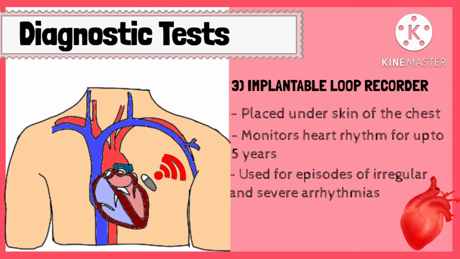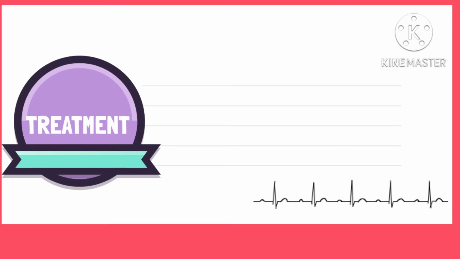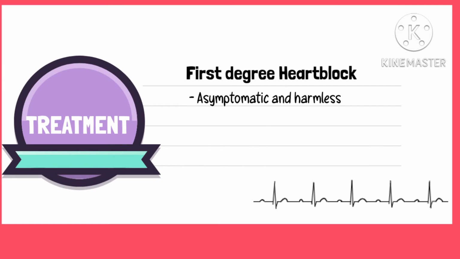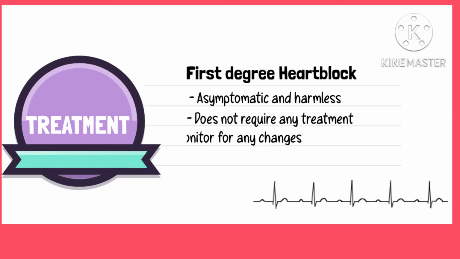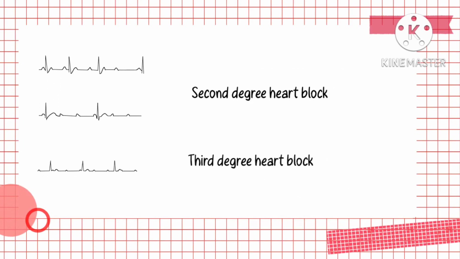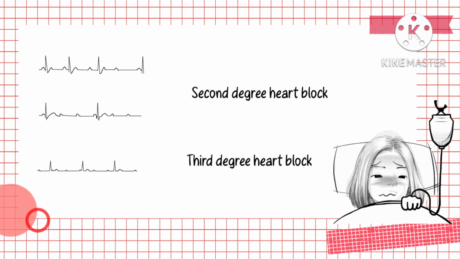Coming to the treatment strategies, usually the first degree heart block is asymptomatic and usually does not cause much damage to the patient. The patient does not require any specific treatment for it and mostly needs to monitor themselves for any changes. The second and third degree heart block require treatment as they can prove to be fatal.